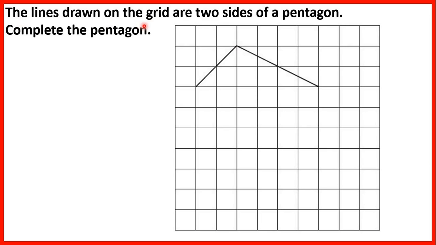The lines drawn on the grid are two sides of a pentagon. Complete the pentagon. So we need to remember that a pentagon is a five-sided shape. We have two sides, so we just need to draw three more sides. And of course there are lots of possible different ways of doing this.